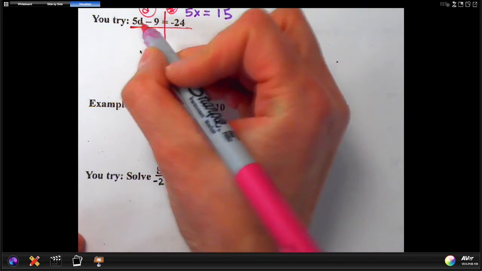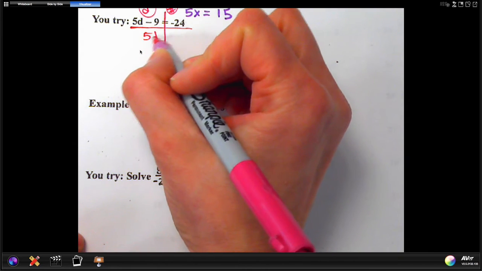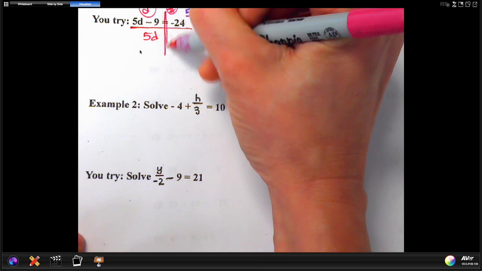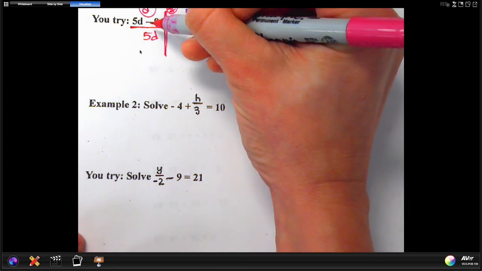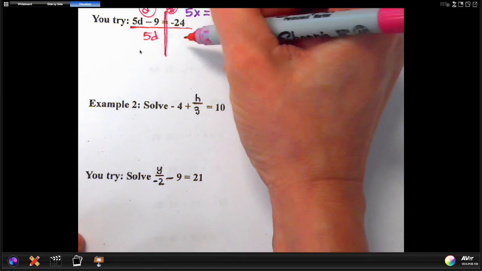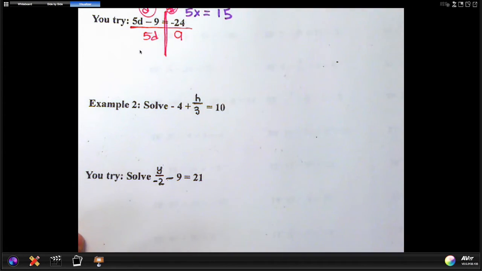So 5d is going to go in the d category, so we will put it here. It's positive. We're going to keep it positive because it did not cross the center line. Minus 9 has to go in the number category. And because we're crossing the line with it, we are going to make it positive 9.